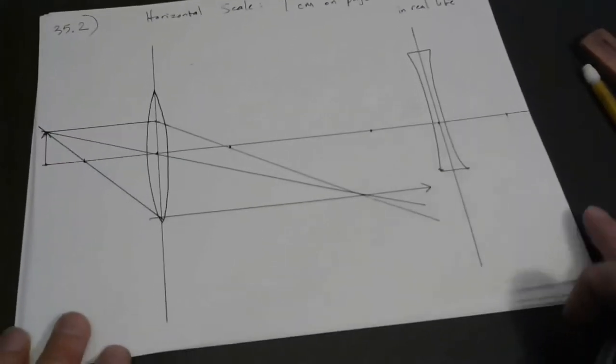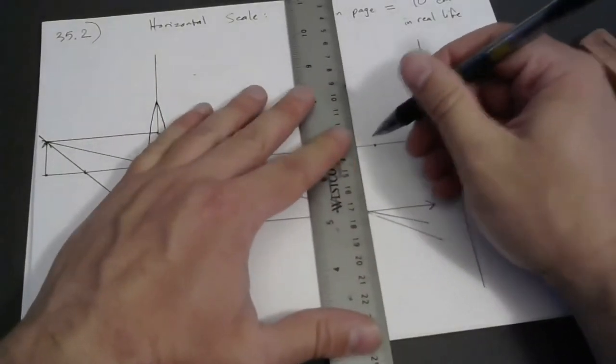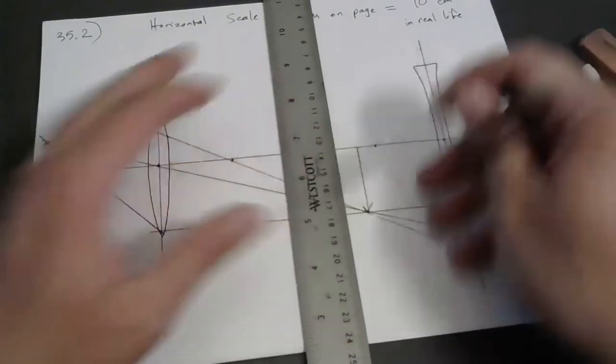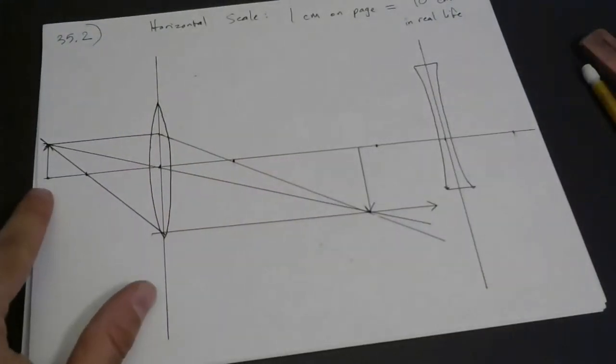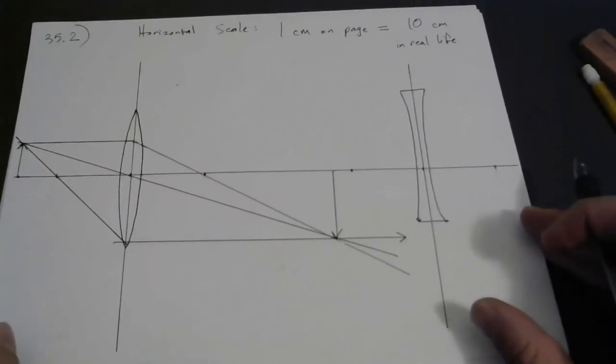All right. Is it any surprise that we have a real image here, a real inverted image? It shouldn't be, because we've placed the object outside the focal point of the first converging lens. We know that an object outside the focal point creates a real inverted image.